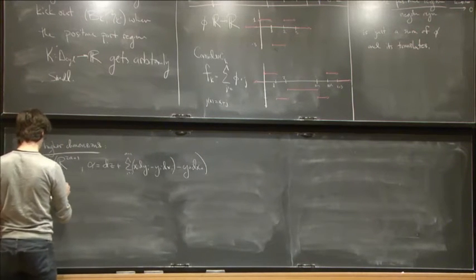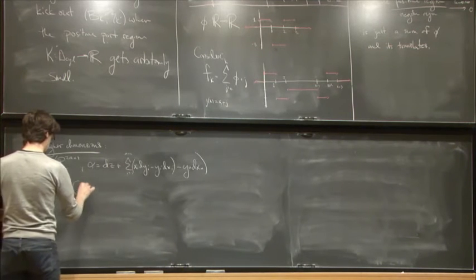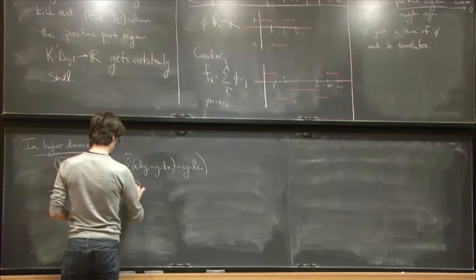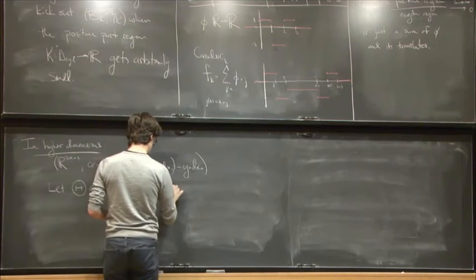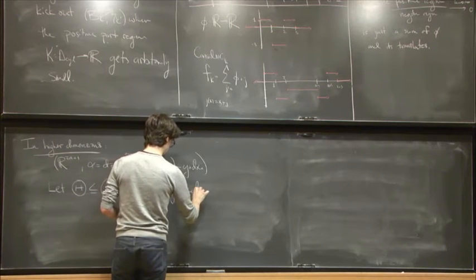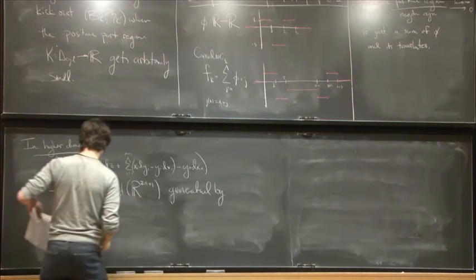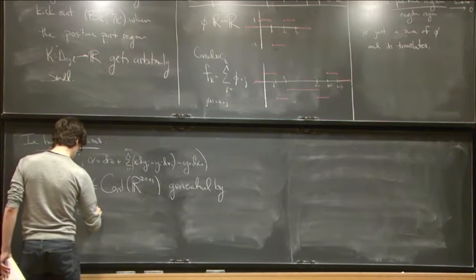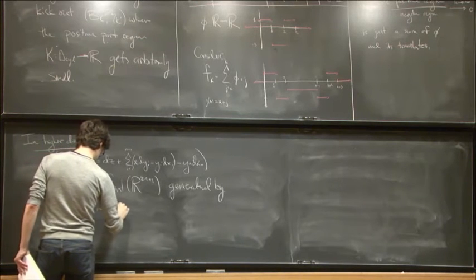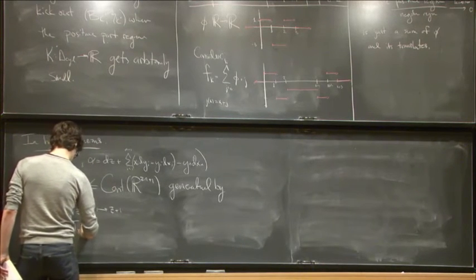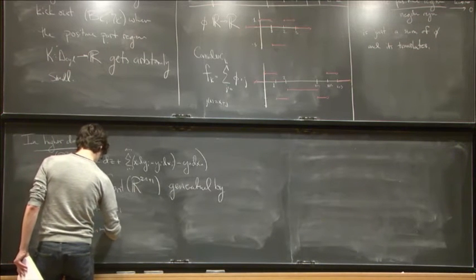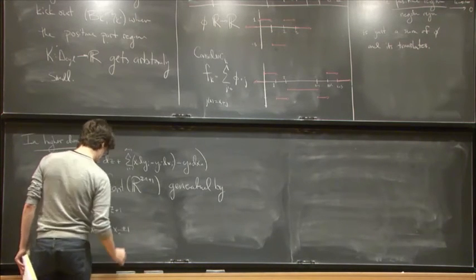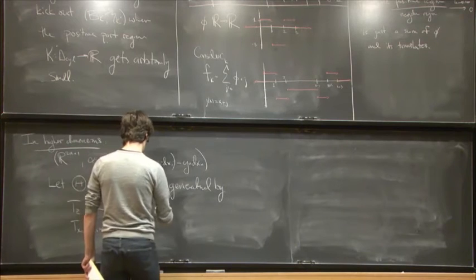So consider the subgroup of Cont(R^{2n+1}) generated by T_z, which just maps z to z plus 1, T_{x_n}, which maps x_n to x_n plus 1. So you have some translations and you have some shears.